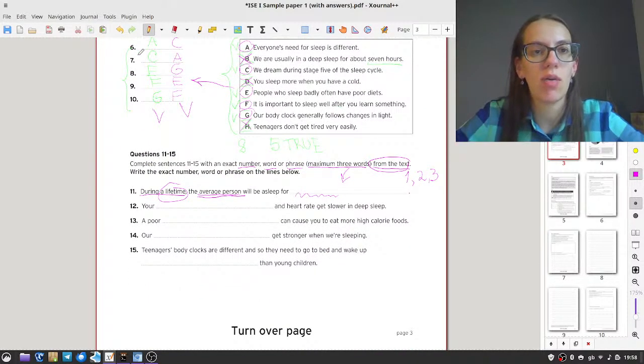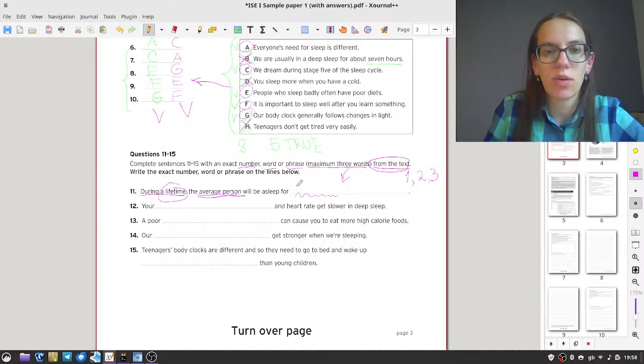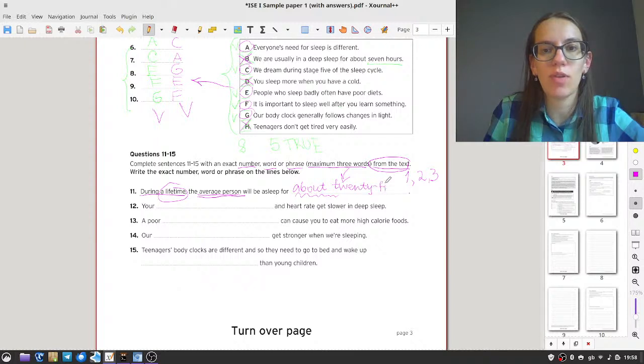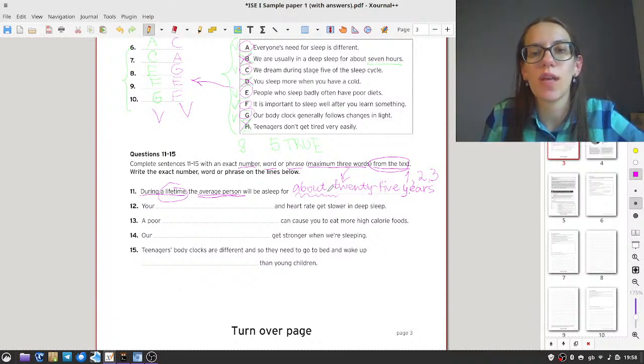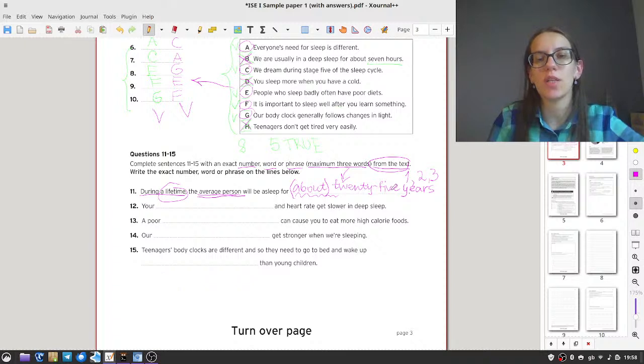So here we want to put this phrase. Yeah, so you can say about 25 years. Now we took this from the text. Yeah, we didn't just imagine this, we didn't just think of it. We took it from the text. So you could just not use the word about. It's up to you. You can just say 25 years.